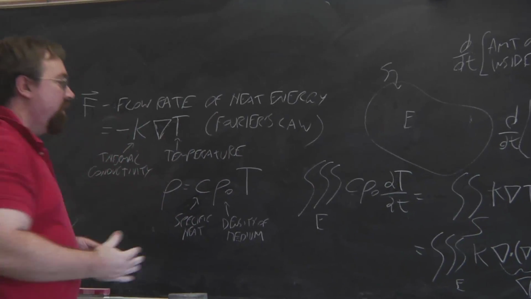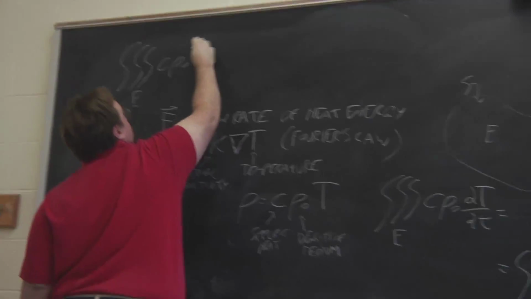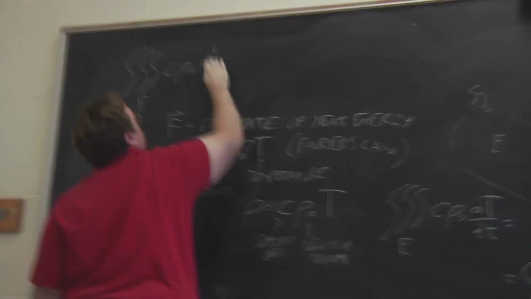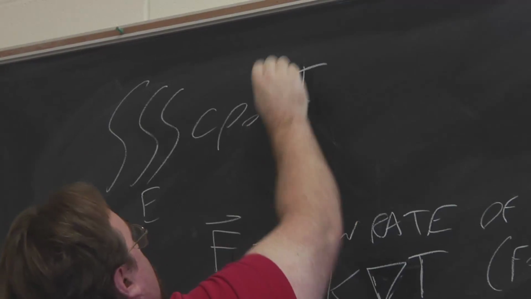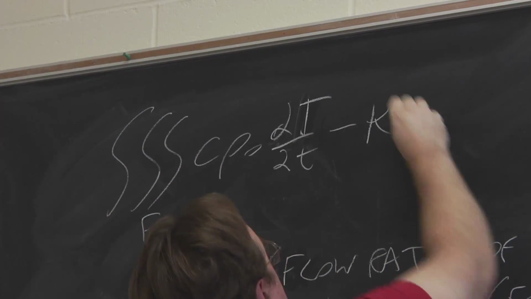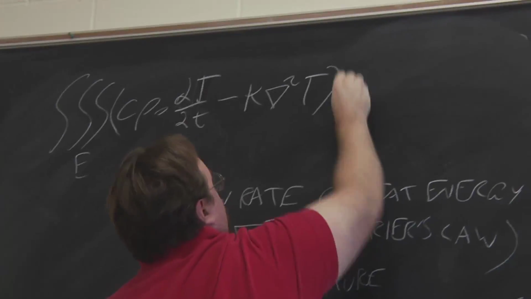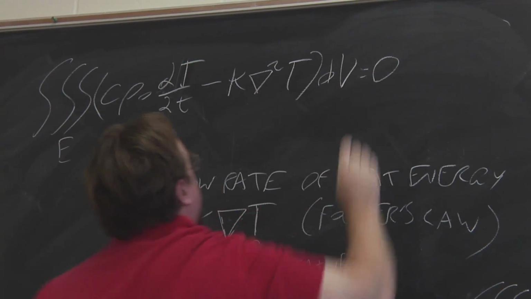if I put everything on one side, we have just one triple integral over E, and we have c naught dT/dt minus K Laplacian of T. So all of that integrated over the region is equal to 0.